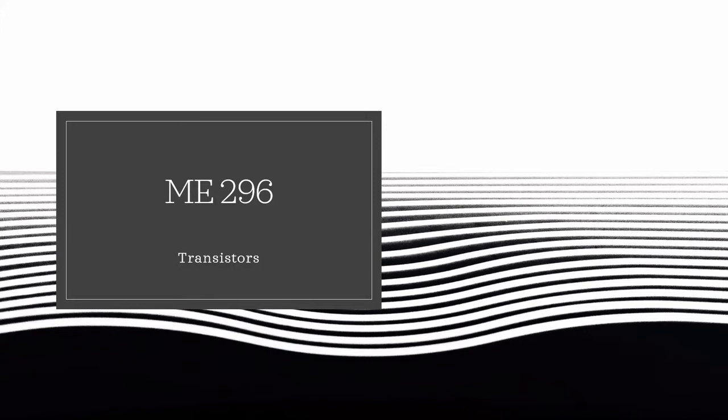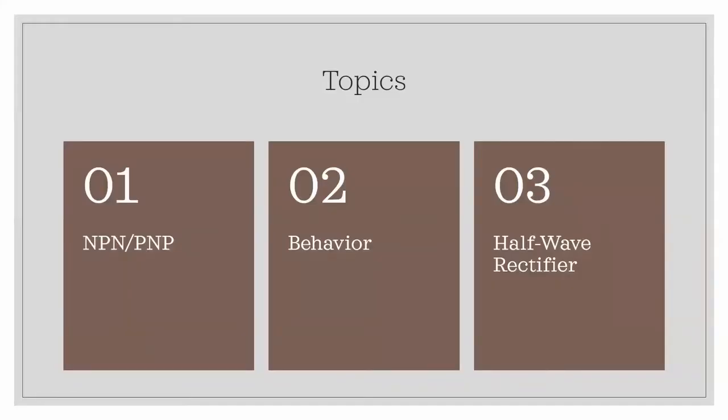Hello all, welcome to the lecture on transistors. We're going to cover 2 kinds of transistors, NPN and PNP, and we're going to analyze their behavior, and we're going to look at a half-wave rectifier as an example of where we can use semiconductors.